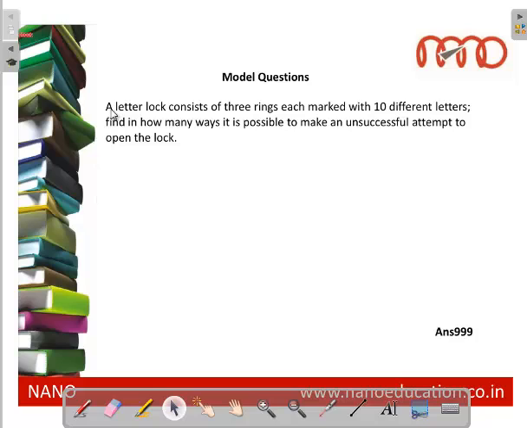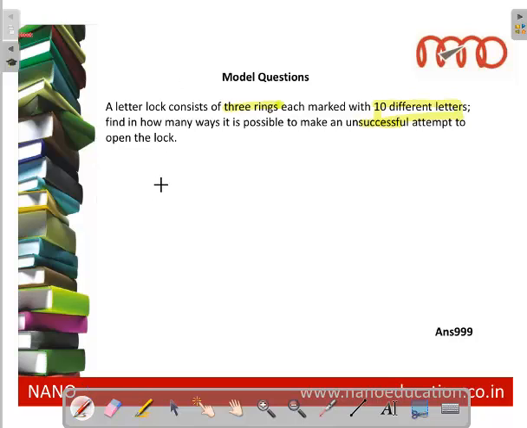First question. A letter lock consists of 3 rings, each ring marked with 10 different letters. A letter lock, a typical lock that we use, which is usually of numbers. This contains 10 different letters and has 3 rings in it. Find how many ways it is possible to make an unsuccessful attempt to open the lock.